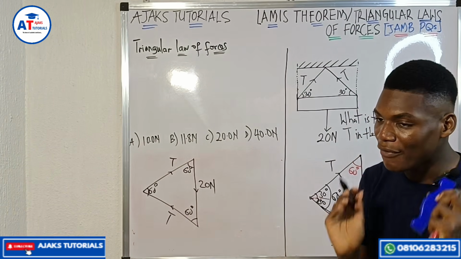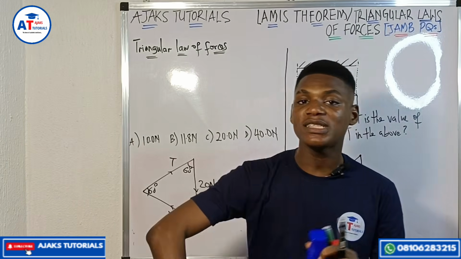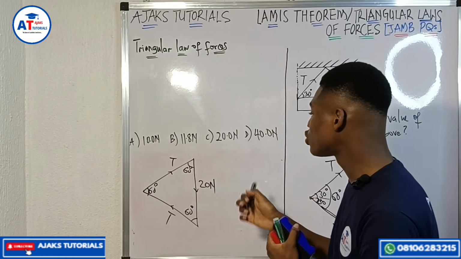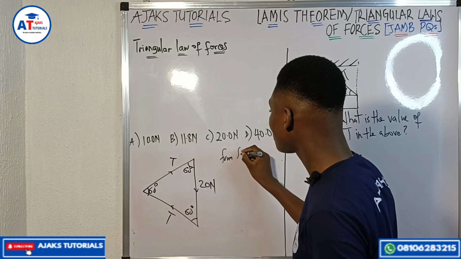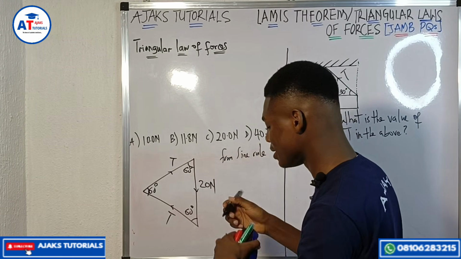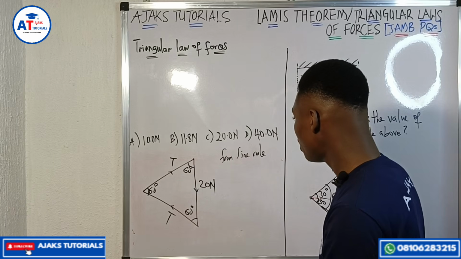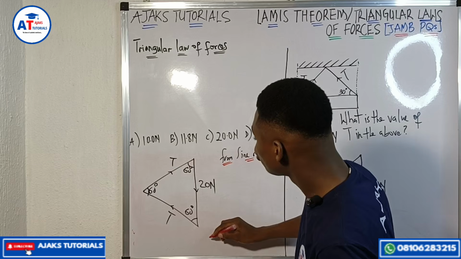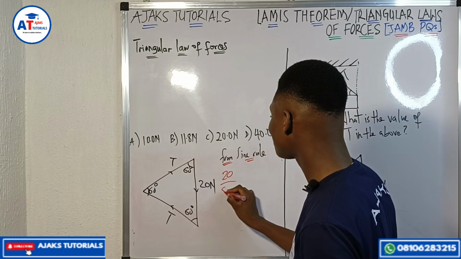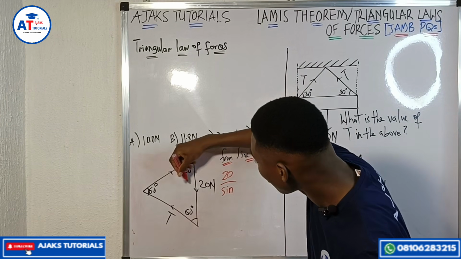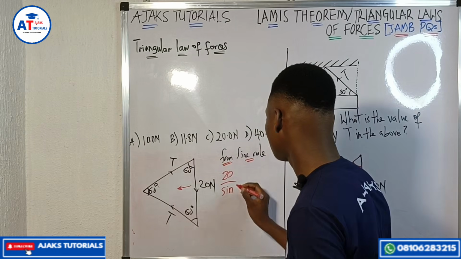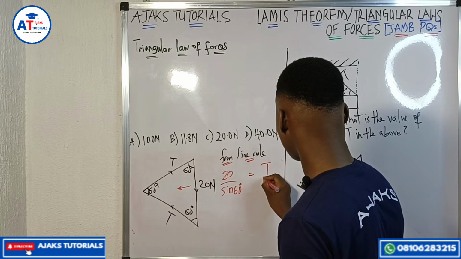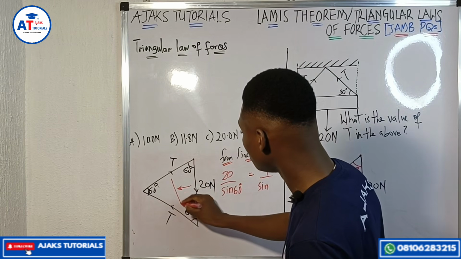Yes, we are going to be using sine rule in this question. Now in the Lami's Theorem video, I told you it has an application with sine rule, but this one I'm going to do pure sine rule. So from sine rule, we are going to have that 20 over sine, what's the angle opposite 20? 60, is equal to t over sine. What's the angle opposite t? 60.